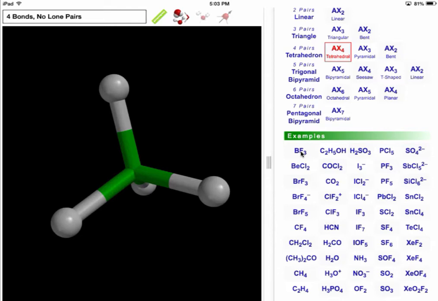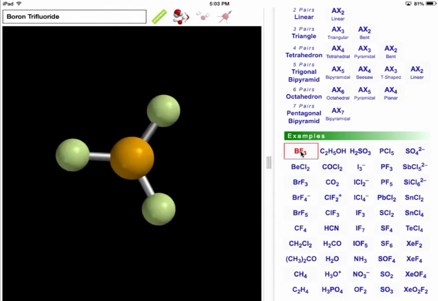So for BF3, boron trifluoride, we have an AXE form of AX3. And AX3, if you look up here, it says triangular. Sometimes we call it trigonal planar. And this is one of the ones that has an incomplete octet, so it's a little bit different.